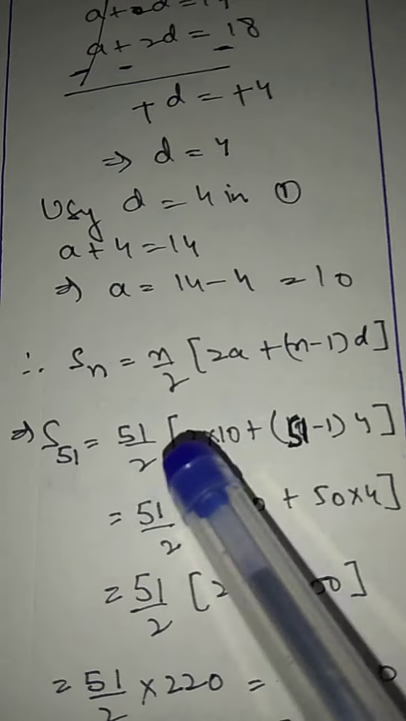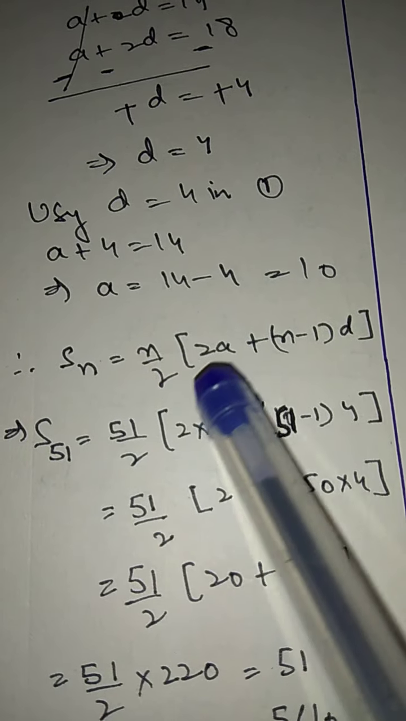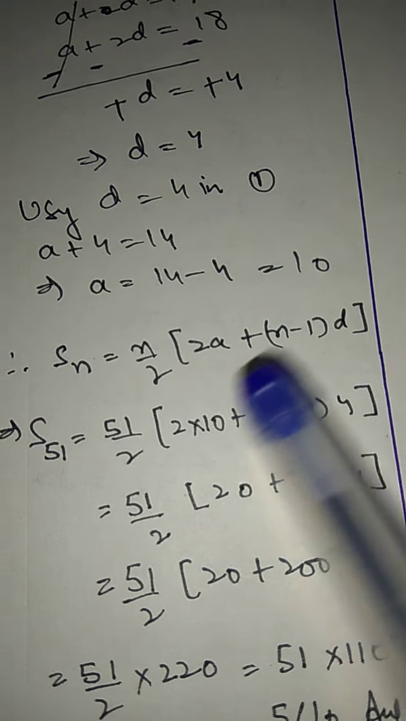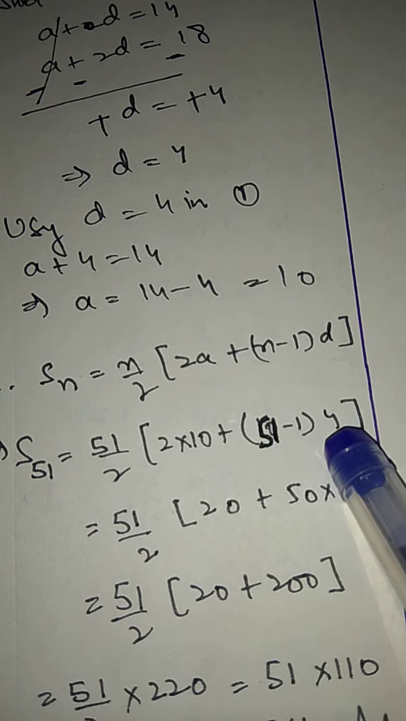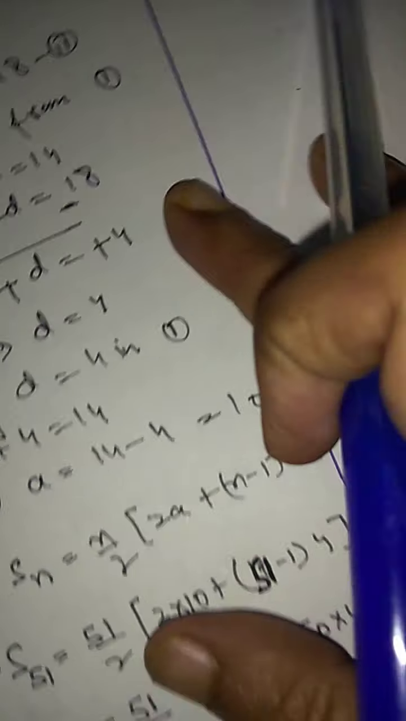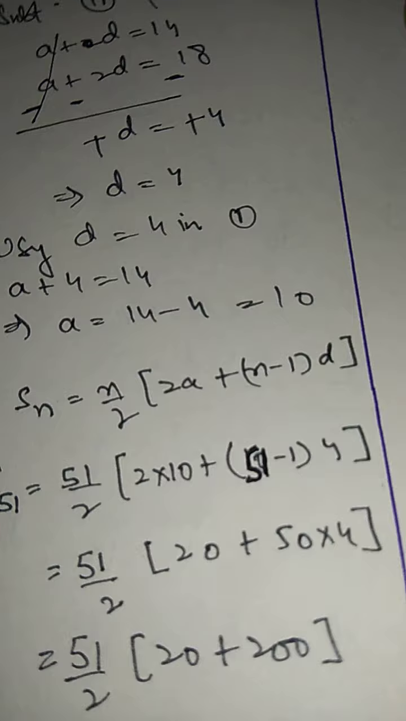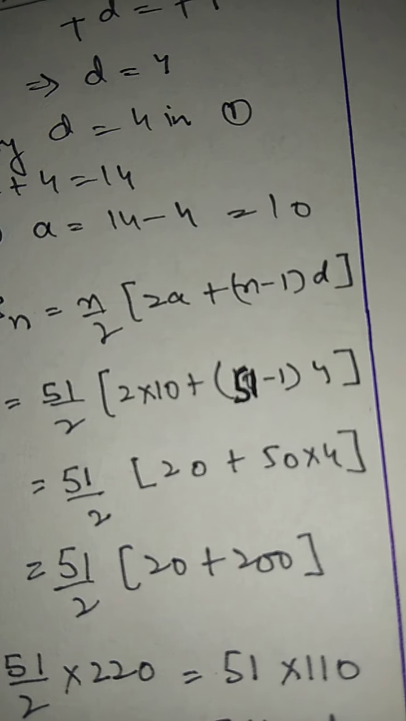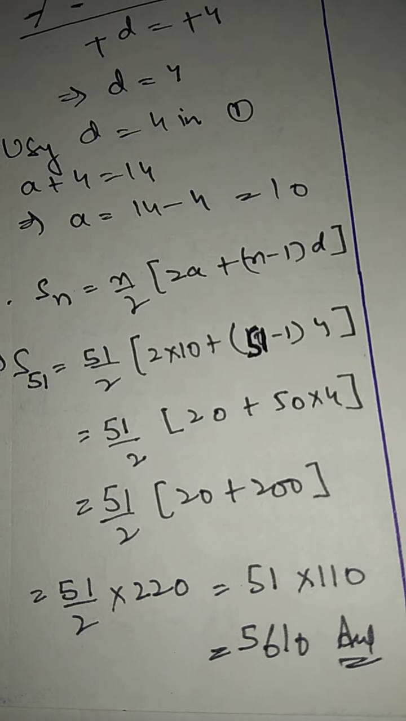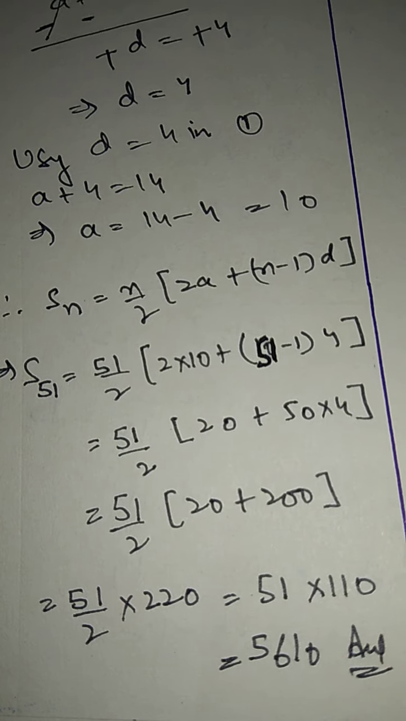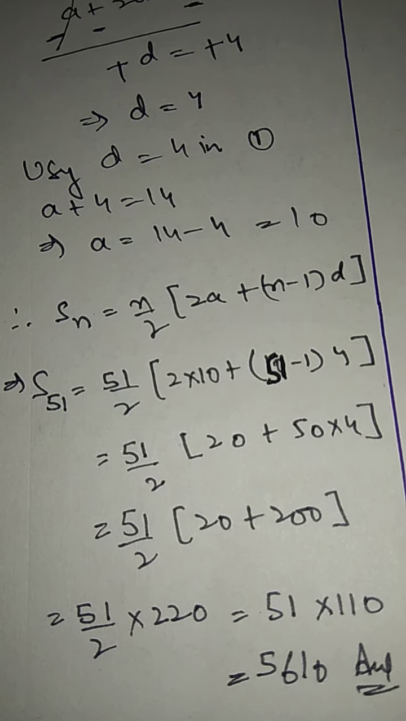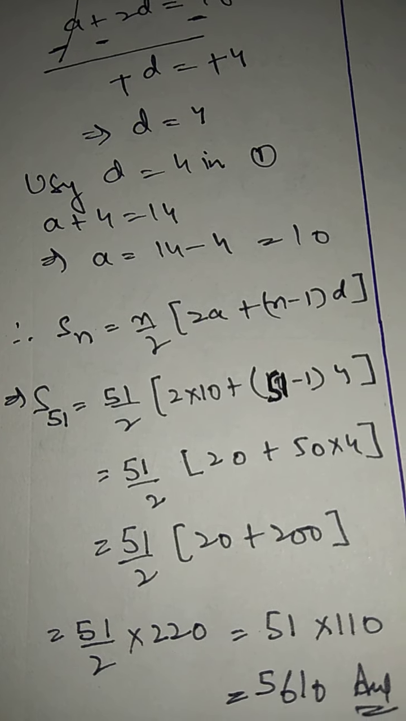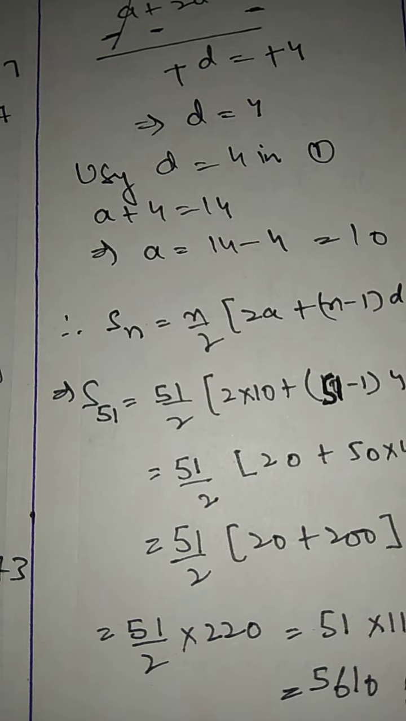So using the formula of sum, Sn is equal to n upon 2 (2A plus (n minus 1) into D), with n as 51: 51 upon 2 (2 into 10 plus (51 minus 1) into 4). 2 tens are 20. It gives 50 into 4, which is 20 plus 200. So when we solve it, it gives the sum as 5610. So the sum of first 51 terms of this AP is 5610. So this was question number 8 of exercise 5.3. Now let's move to question number 9.